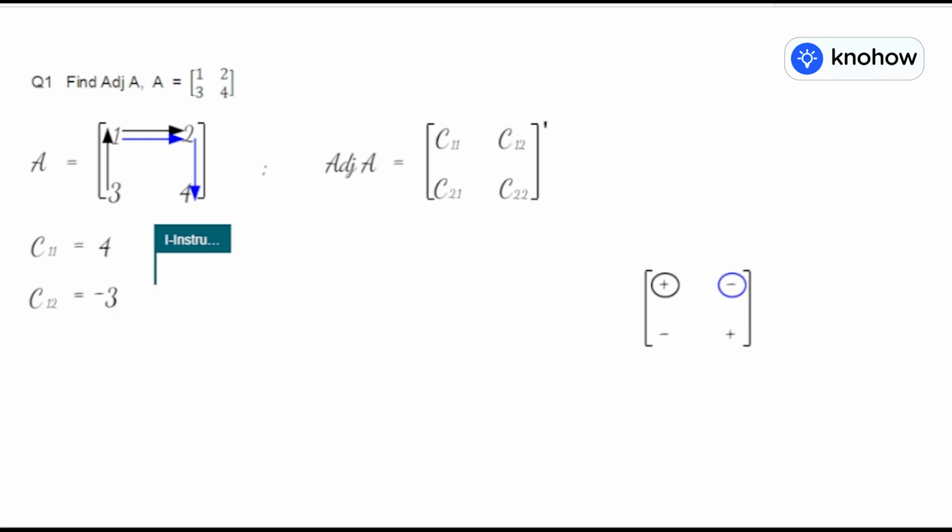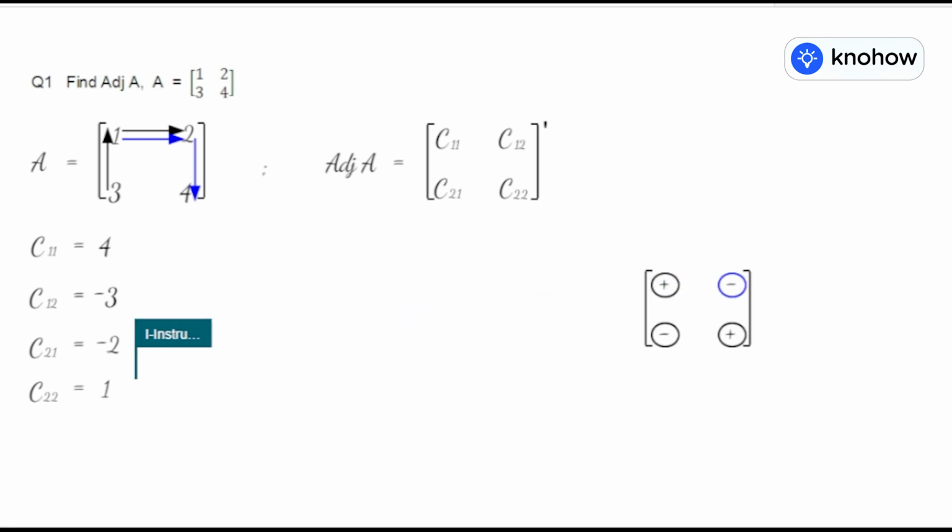And then what about C21? C21, delete the row and column through 3, you get 2 and change the sign, so it will be negative 2. And then C22, delete the row and column through 4 and the opposite is 1 with the same sign.